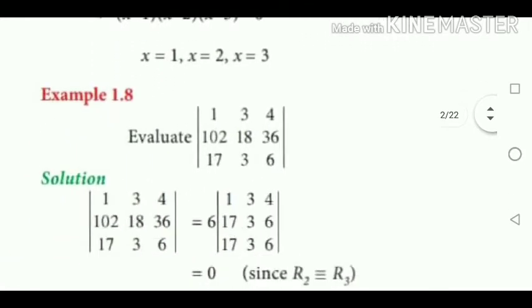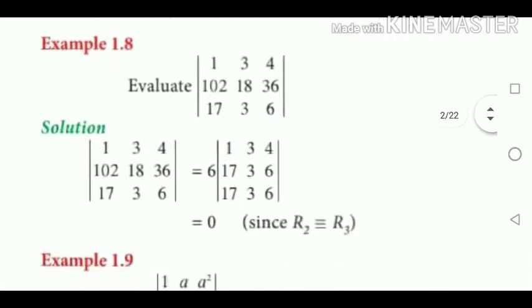The next sum, example 1.8. Evaluate the determinant with rows 1, 3, 4; 102, 18, 36; 17, 3, 6. Okay, so here also they said evaluate. Evaluate means you have to find the value of this determinant. First see the determinant. Here 1, 3, 4, then it is given 102, if you see the second row and third row.